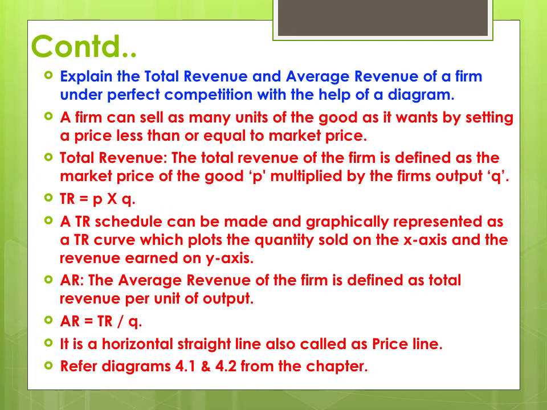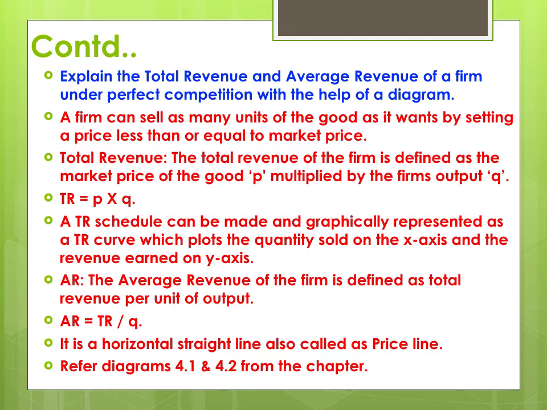A firm can sell as many units of the good as it wants by setting a price less than or equal to the market price. A firm earns revenue by selling the goods that it produces in the market. The total revenue of the firm is defined as the market price of the good, denoted as P, multiplied by the firm's output, denoted as Q. Hence, TR is equal to P into Q.